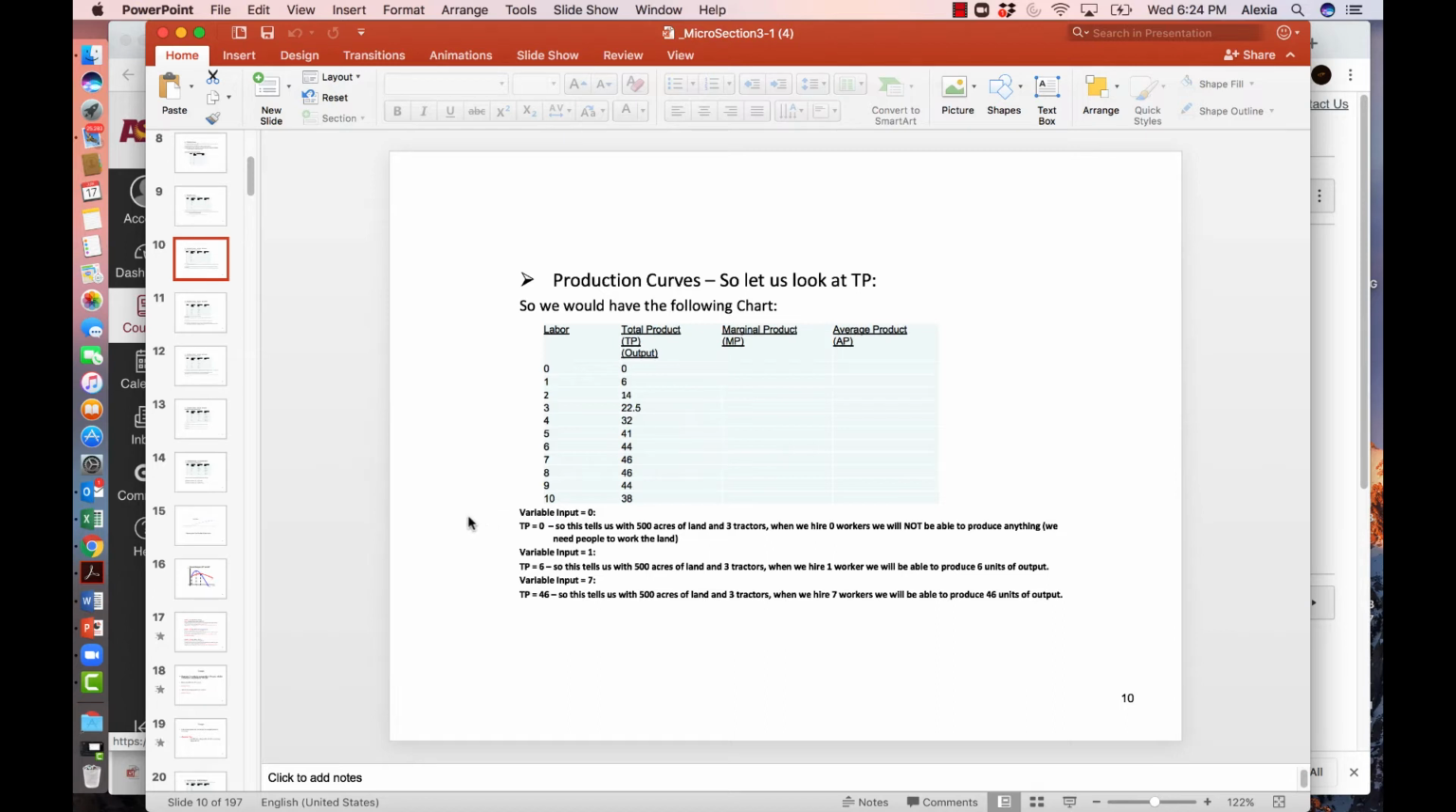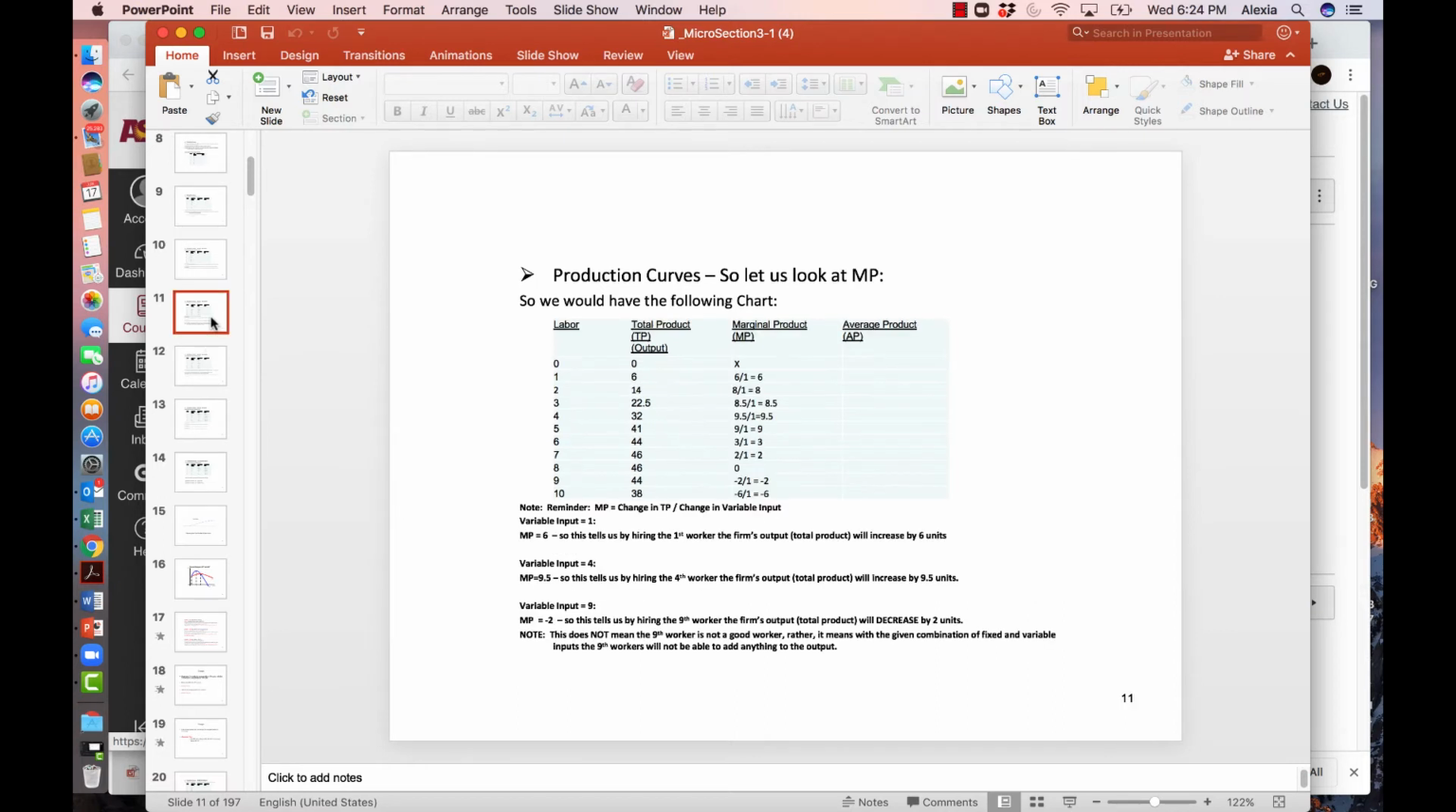Like total product of 0. That says with 500 acres of land and 3 tractors, we get absolutely no output. But if, on the other hand, you hire a variable input of 1, so you hire 1 person, now we get 6 units of output. If we go down to a variable input of 7, so 7 workers, because our variable input is always going to be, for our purposes, the number of workers, we're now able to get 46 units of output. So that's what total product tells us.